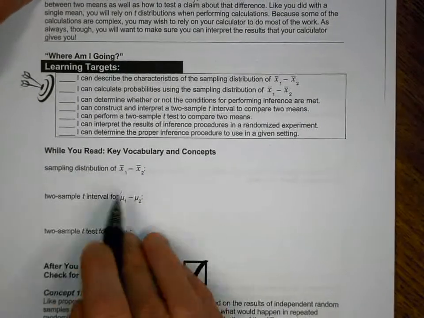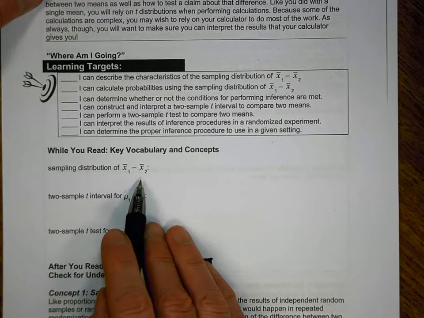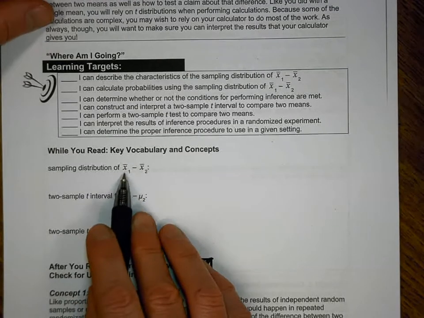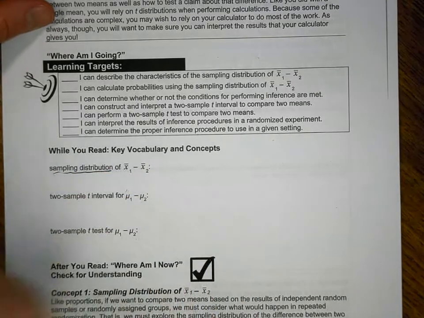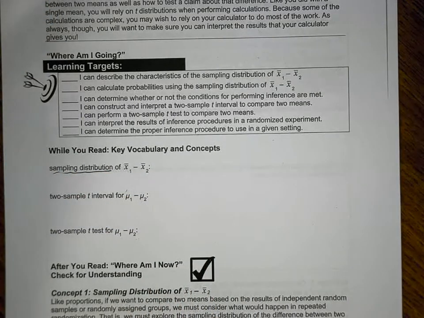The sampling distribution of x bar 1 minus x bar 2 is just talking about a difference in sample means. The sampling distribution is just plotting a whole bunch of those differences. So let's say we're taking the average Chapter 9 quiz score from A Day and the average Chapter 9 quiz score from B Day and finding the difference and whether or not they're the same.